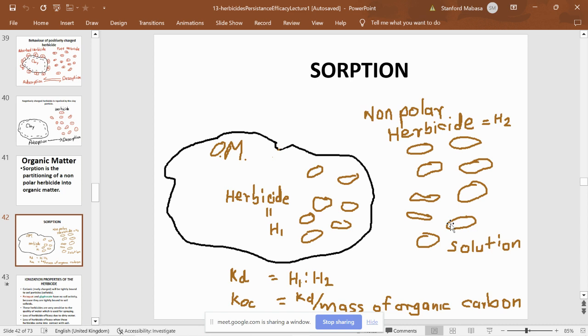Another value which they calculate is KOC, which is KD divided by the mass of the unit of organic matter. So that value can also be used to adjust herbicide rates where organic matter is an issue.